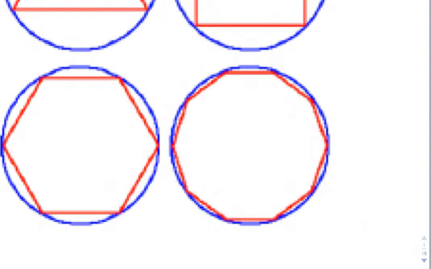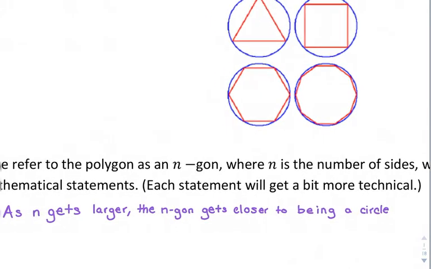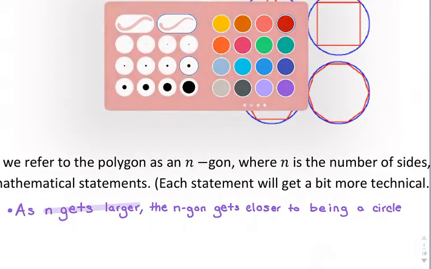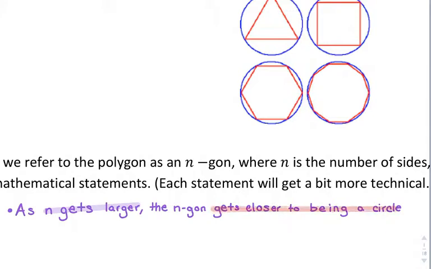So basically, if we refer to the polygon as an n-gon, where n is the number of sides, we can make some mathematical statements about it. As we can see, as n gets larger, the n-gon gets closer and closer to being a circle. Since we went from a triangle to a hexagon, we saw that it got closer and closer to becoming an actual circle. So as n gets larger, it becomes closer and closer to being a circle.